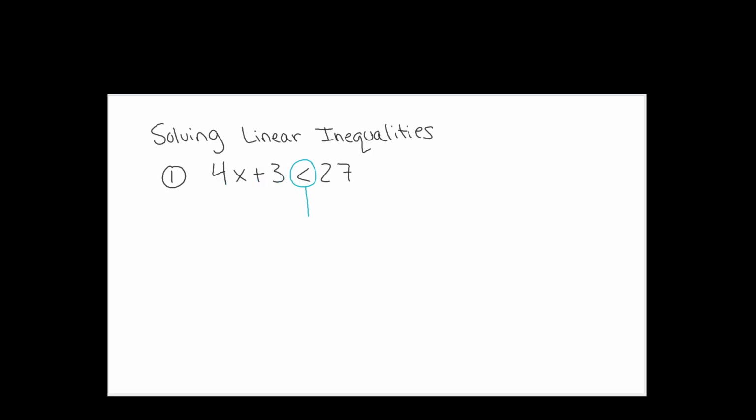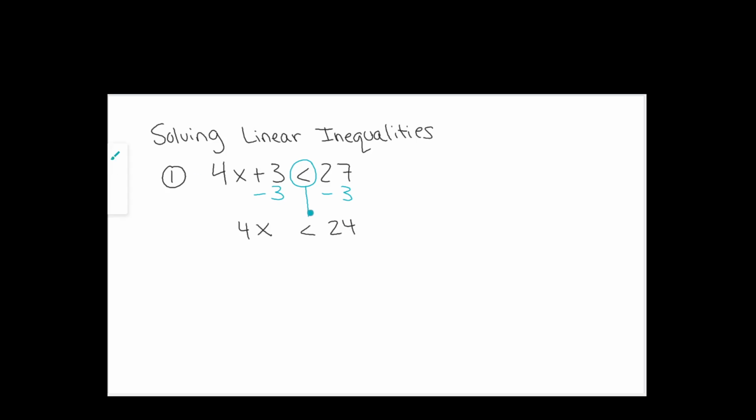We have a plus 3 here, so we've got to undo that. What we do to one side of the inequality, we do to the other side, keeping it balanced, so to speak, keeping our statement equivalent. And now we are left with 4x, the 3's cancel out. The inequality does not change, we didn't multiply or divide. 4x is less than 24.